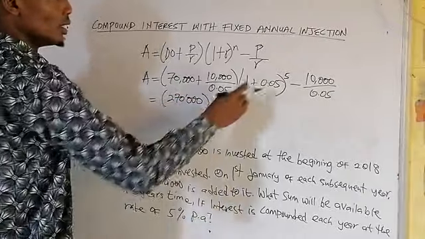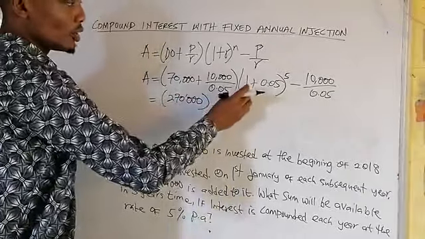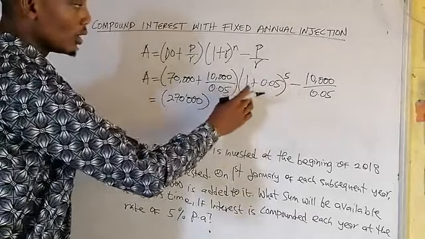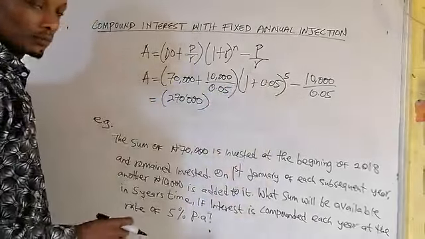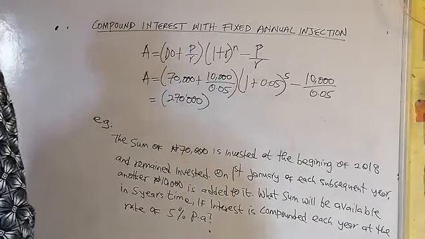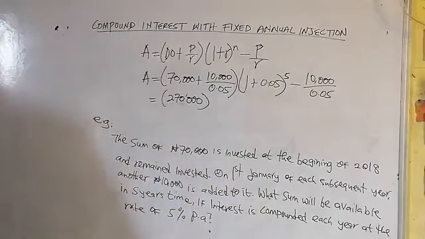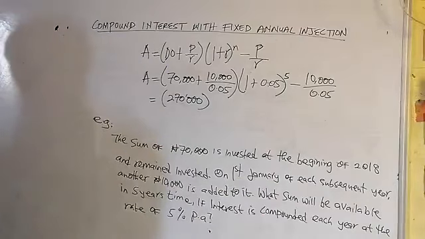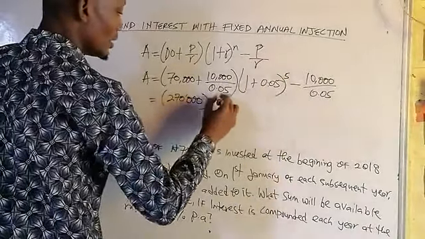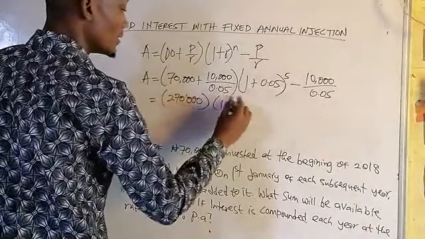We have it there. So 1 plus 0.05 now becomes 1.05. Okay, 1.05 raised to the power 5. What are we going to have? 1.05 raised to the power 5 will give us what? 1.276.